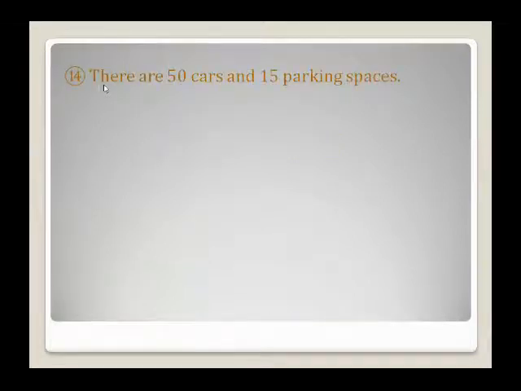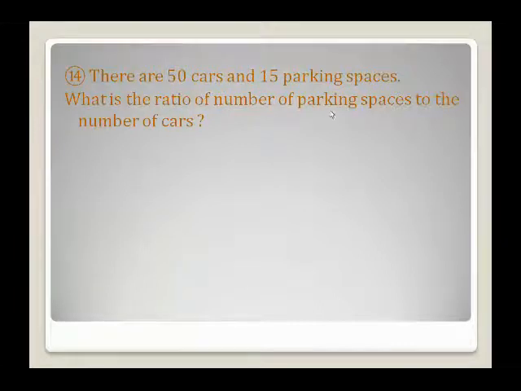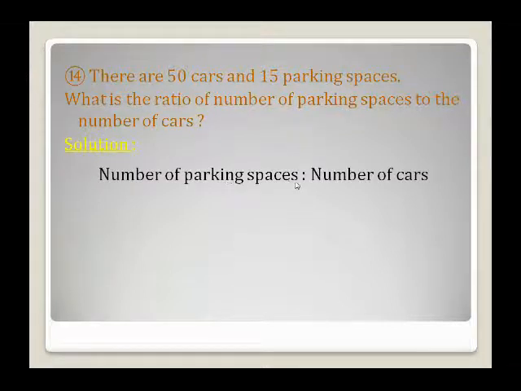Now in the next question, which is question number 14, there are 50 cars and 15 parking spaces. What is the ratio of the number of parking spaces to the number of cars? Here is the solution. Number of parking spaces to number of cars. The number of parking spaces is 15, so we write 15 ratio 50. The number of cars is 50. Now after simplification by the same table, we get 3 ratio 10. There is no more simplification between 3 and 10, so this is the final answer.